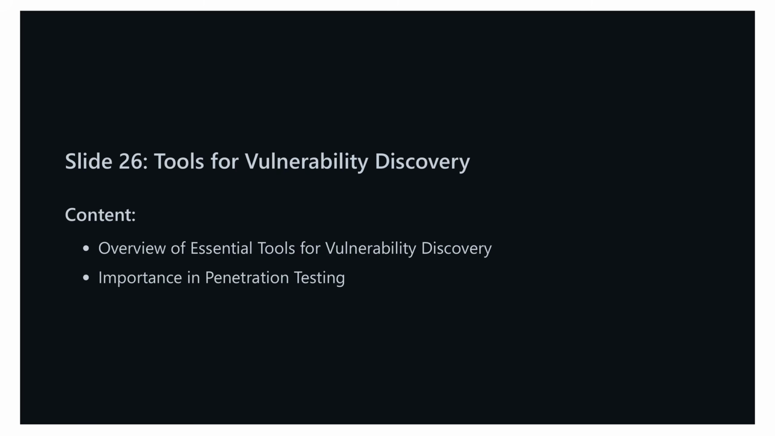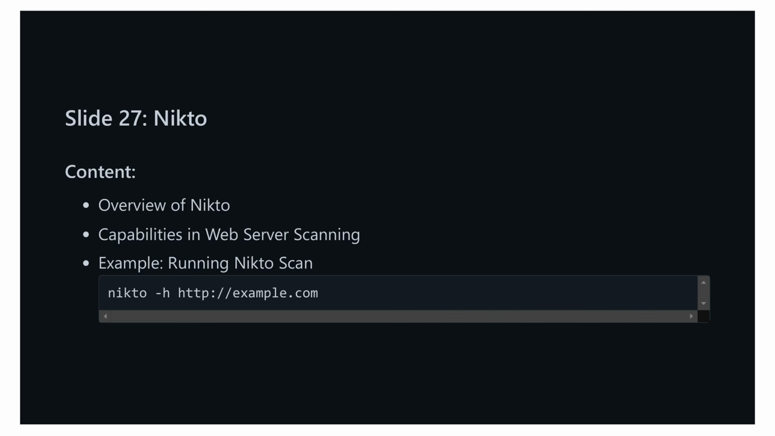We'll also walk through an example of running a Nikto scan using the command nikto example.com. Let's dive deeper into these tools and see how they play a pivotal role in our penetration testing toolkit. Now, let's delve into Nikto. Nikto is a widely used open-source web server scanner that checks for vulnerabilities. It can scan web servers for thousands of potentially dangerous files, outdated versions, and other security issues.